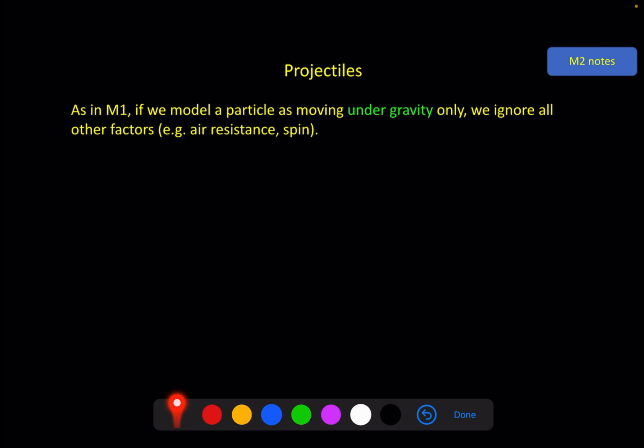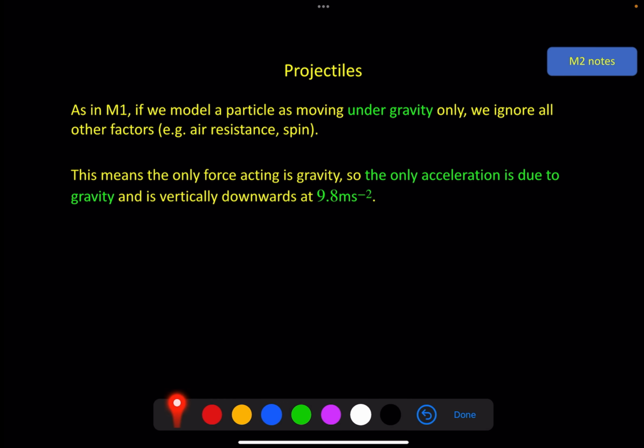So as in M1, if we model a particle as moving under gravity only, that was the phrase we had in the starter question, it means that we ignore all other factors. We're not worried about air resistance, we're not worried about the spin of the particle or anything like that. We're only interested in gravity. That's the only force acting. And of course on Earth that's completely unrealistic, but it's a decent model because it gives us a good approximation. And then if you're working on models like this, you would take it a step further, you would add in air resistance later, and then you could take it a step further and add in other stuff as well. So this is like a basic model.